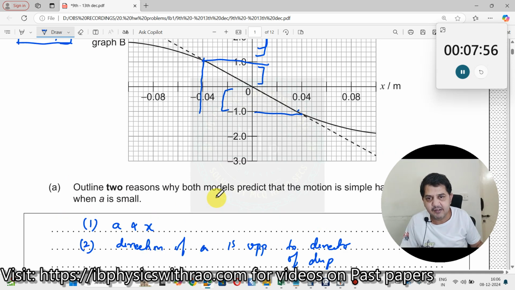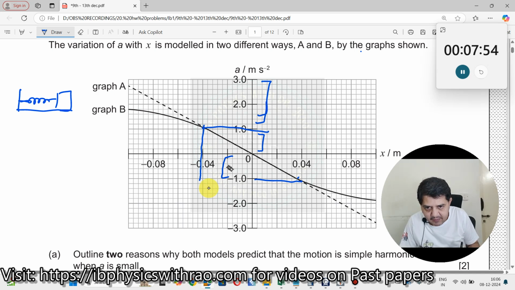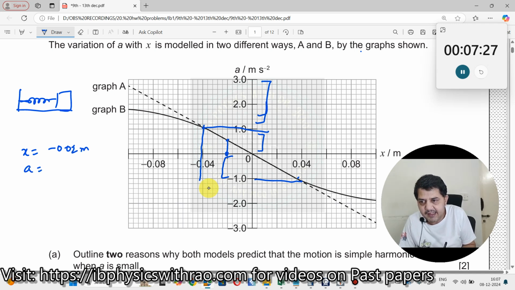Let us look at it like this. For example, when I say acceleration is negative here, the displacement is positive. How do I understand that? Let us take one particular point. What is the value of this point? Minus 0.02. Now draw a line which intersects this line at this point. What is the displacement? Displacement is negative, which is minus 0.02 meters. And what is the acceleration there? Acceleration there is seen to be around 0.6 meters per second squared.